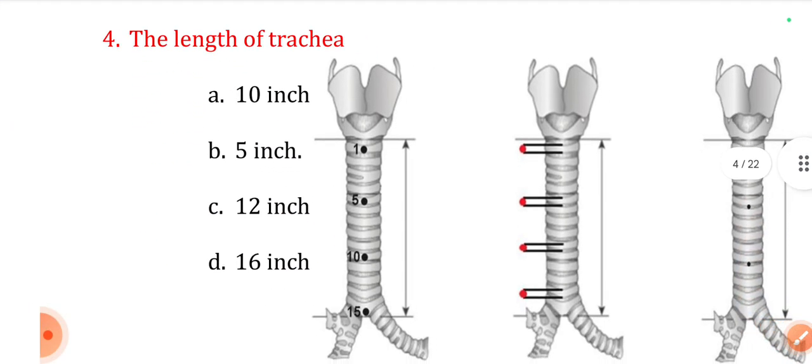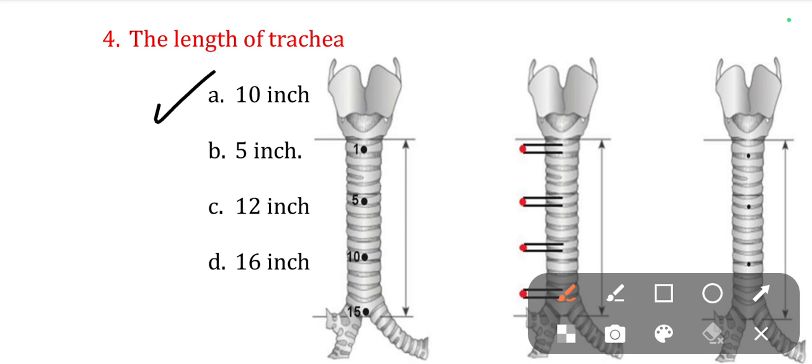The next question is the length of the trachea. Options are 10 inches, 5 inches, 12 inches, 16 inches. The right one is 5 inches. The normal length of the trachea is 5 inches.